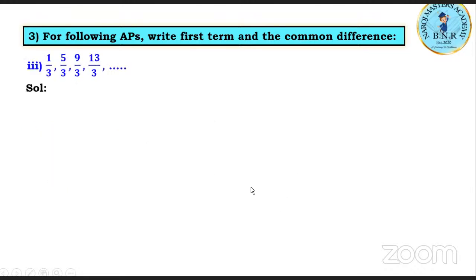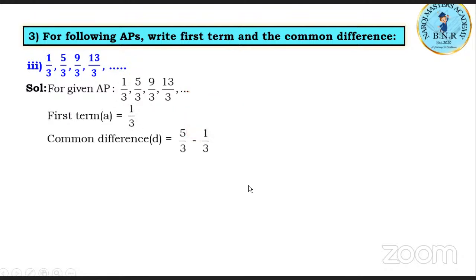Can you write for this? What is the first term? 1 by 3 is the first term. Very good. Can you find the common difference? 5 by 3 minus 1 by 3. As the denominator is the same, we can subtract directly. 5 minus 1 by 3, so the answer is 4 by 3. Yes, very good.